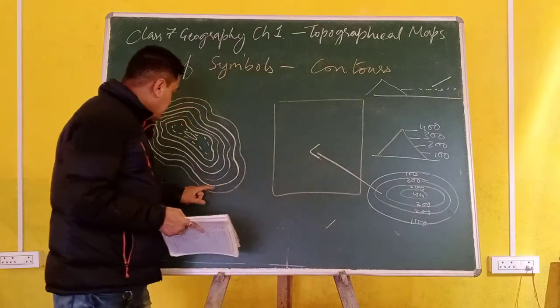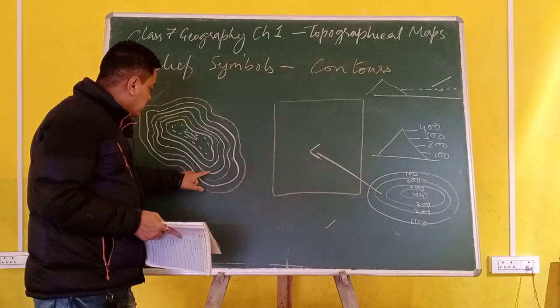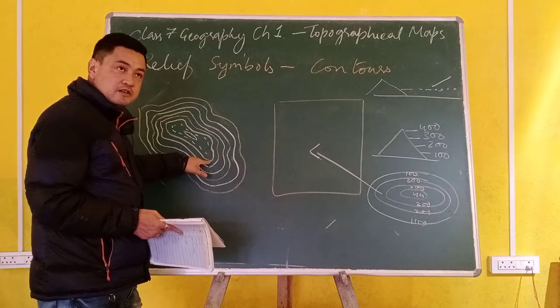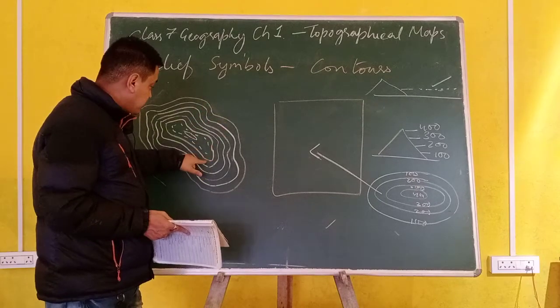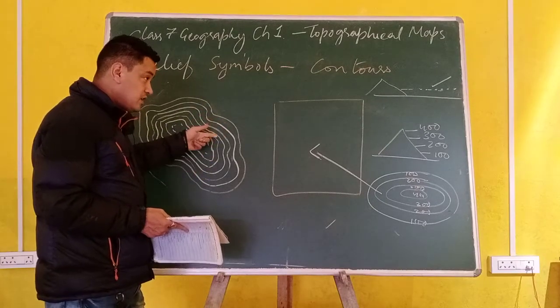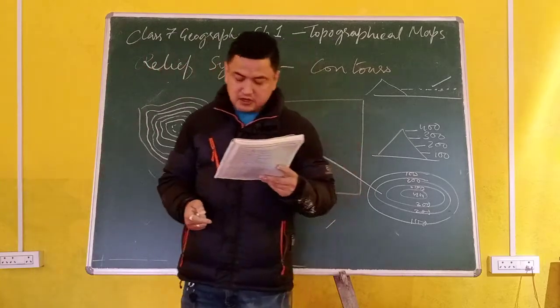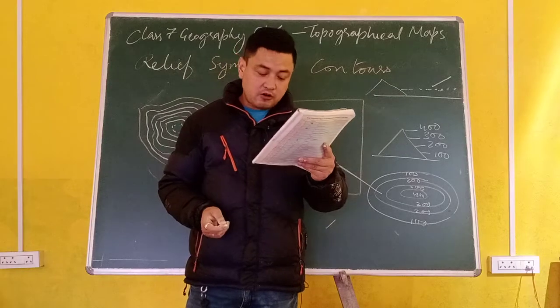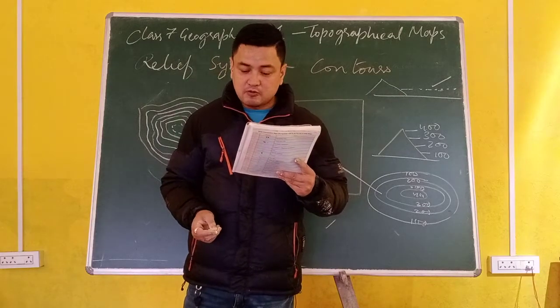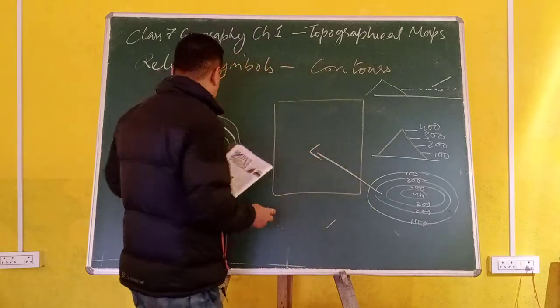1, 2, 3, 4, 5. After 5 lines, we find the contour line has changed color. So I have marked it with a different color in order to show you the height after every few lines. These lines are called index contours. Now, what are index contours?